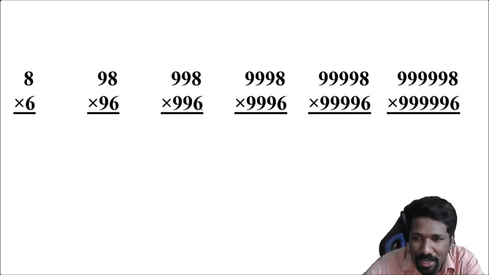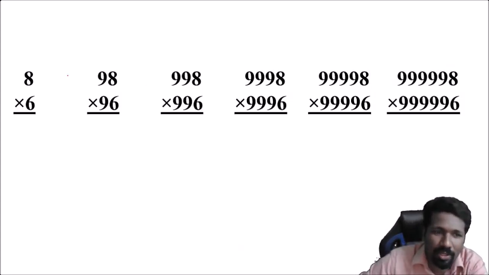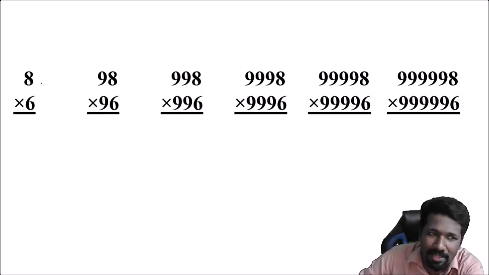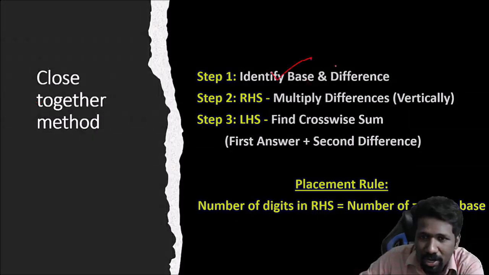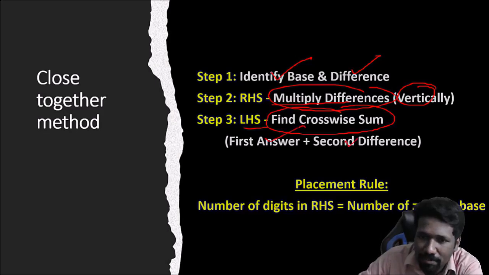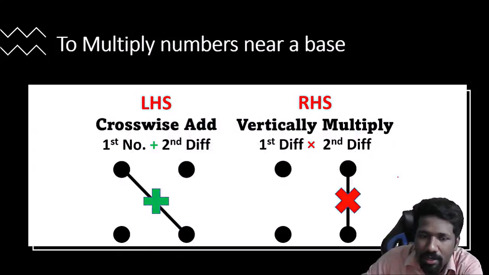Now this method, sky is the limit. You can actually find this for any big number also. Here I have given a parallel comparison. Same 8 and 6, adding 9 to it: 98, 96; 998, 996; 9998, 9996. Likewise, if you write. So this is what I told: identify base and difference. Right hand side is multiplying differences vertically. Left hand side is finding the crosswise sum, first number plus second difference. So the placement rule also should be taken into account.